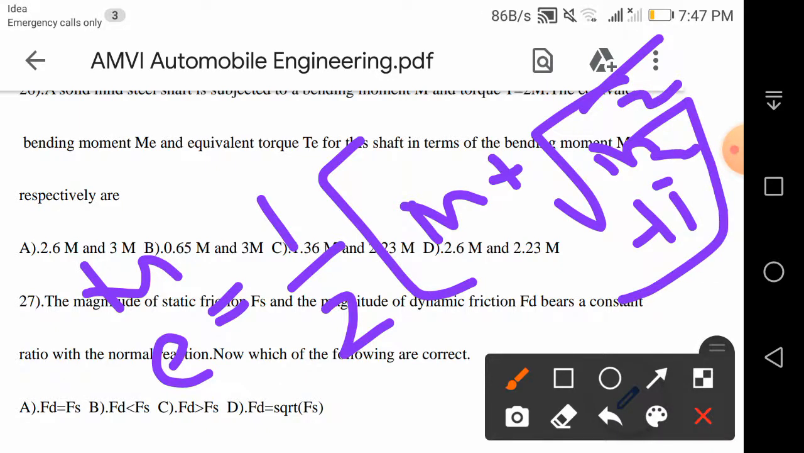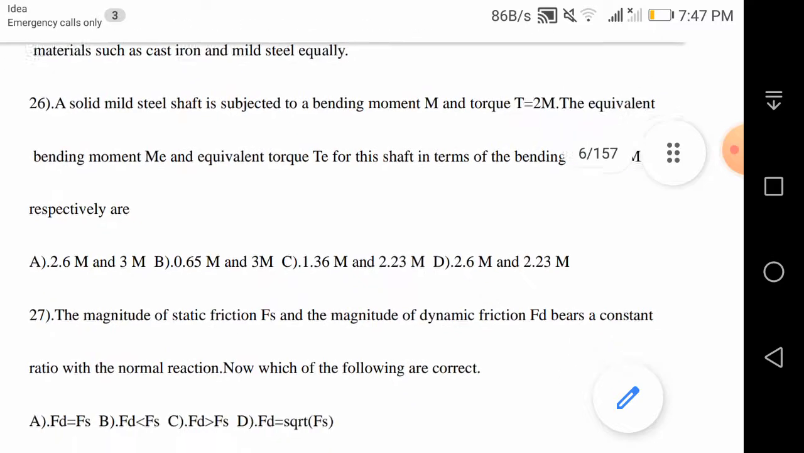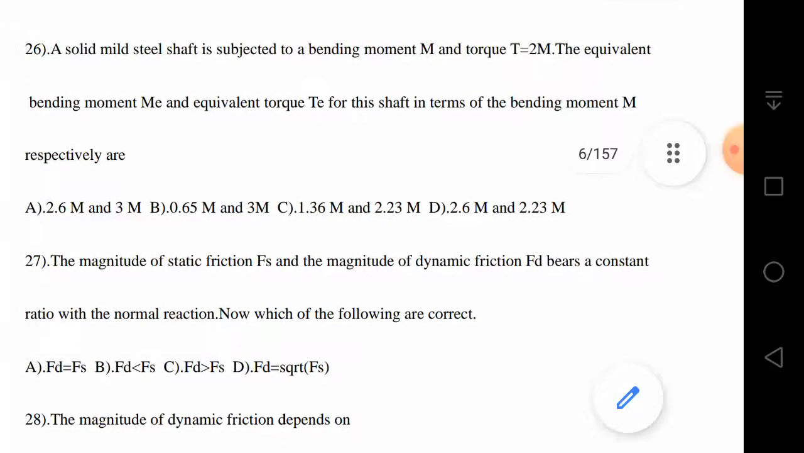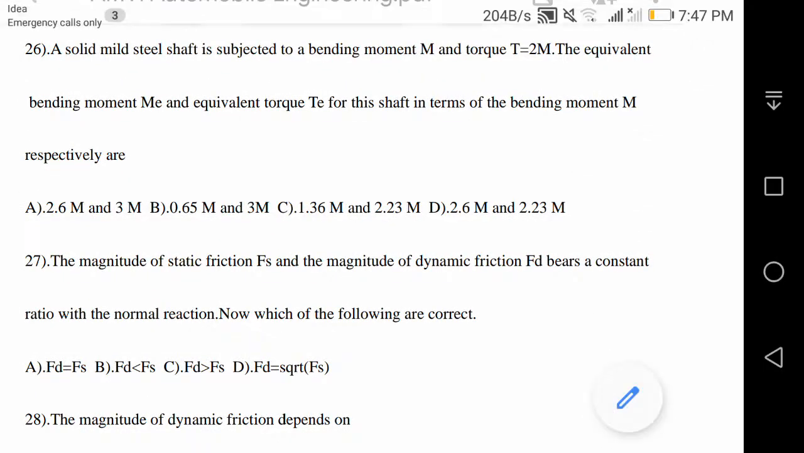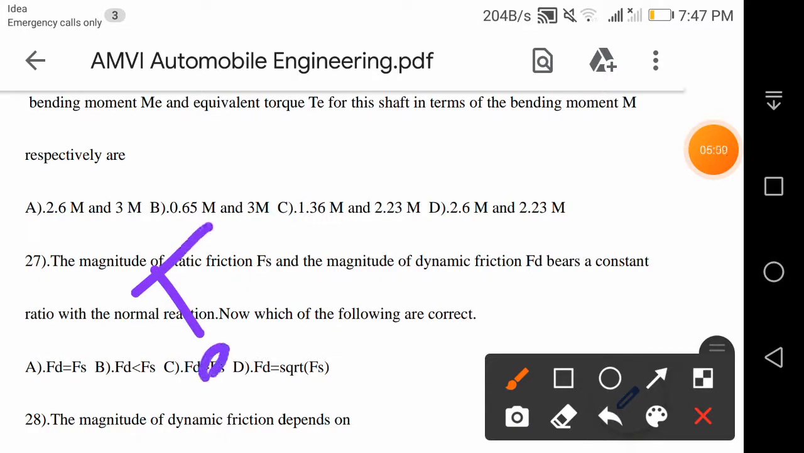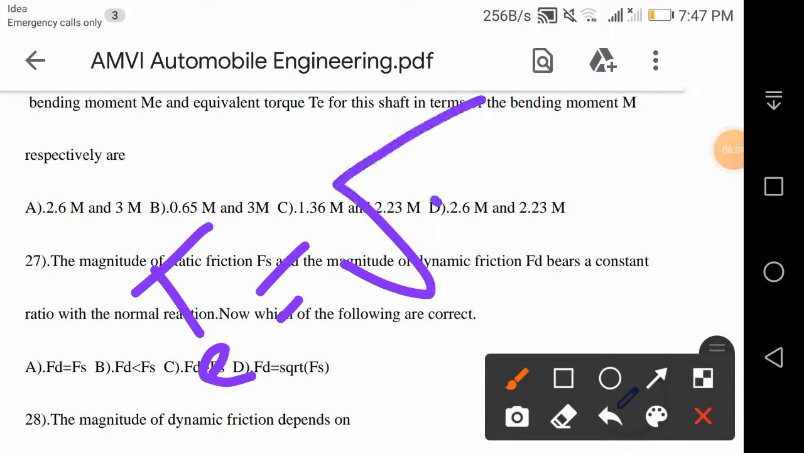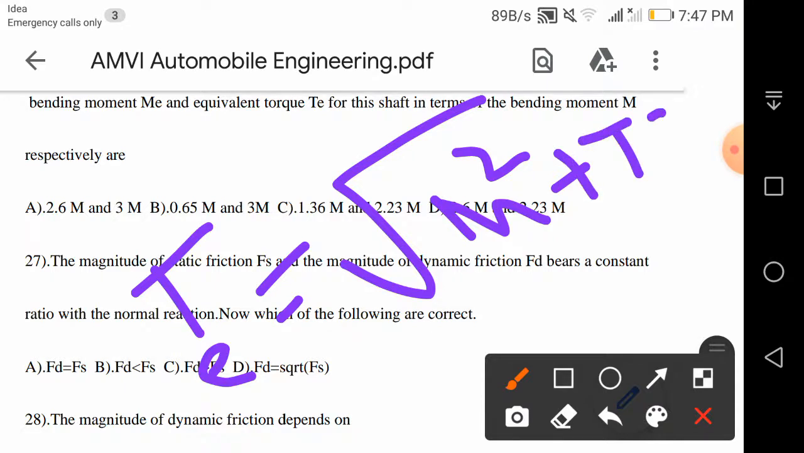And your TE is equal to, you know that TE is equal to under root of M square plus T square. So now substitute, where M is the bending moment and T is the torque. Okay, so substitute.